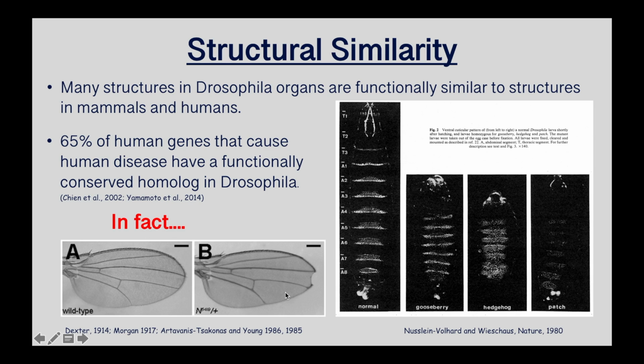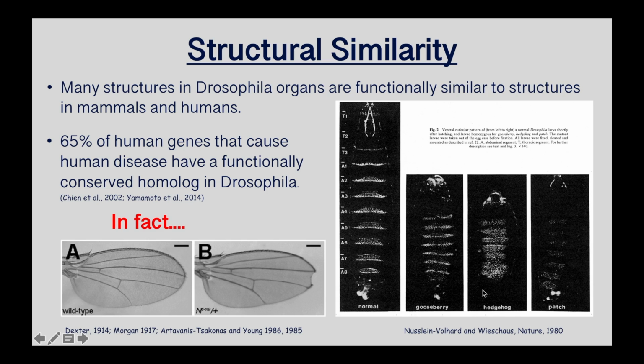That was discovered back in 1914 in Thomas Hunt Morgan's laboratory, and it was named Notch after this notched wing. And now a large number of cancers have mutations in the Notch pathway.